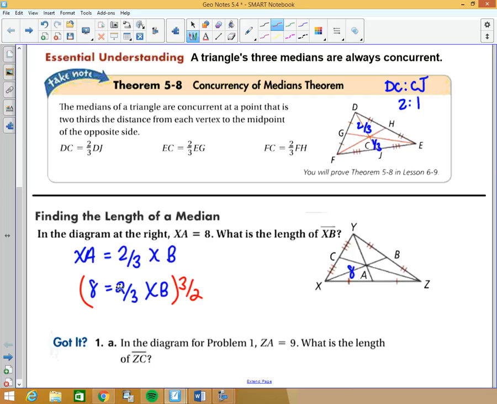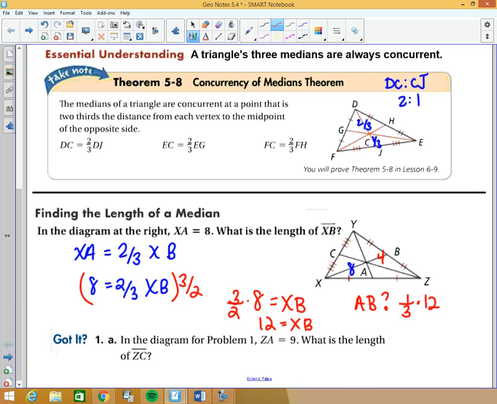So when we do that, that cancels. We get 3 over 2 times 8 equals XB. So 8 times 3 gives us 24, and then we divide by 2, so it's 12. So 12 is equal to XB. The entire length is equal to 12. What is AB equal to? Well, AB is going to be 1/3 of 12, so AB is equal to 4. And that's how we use that relationship to find the lengths.